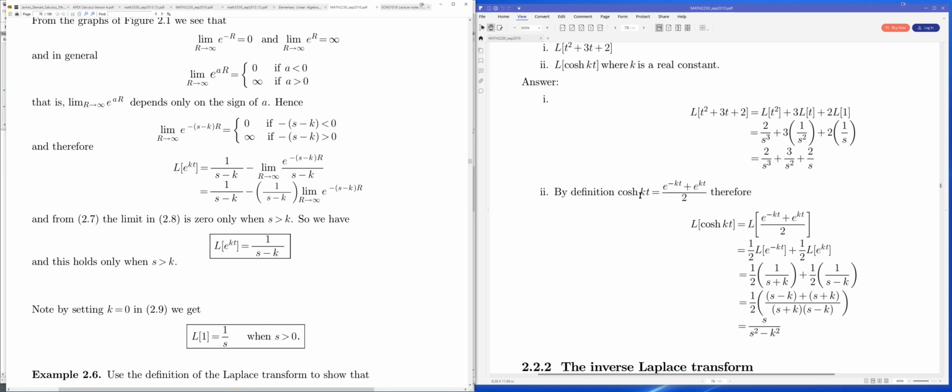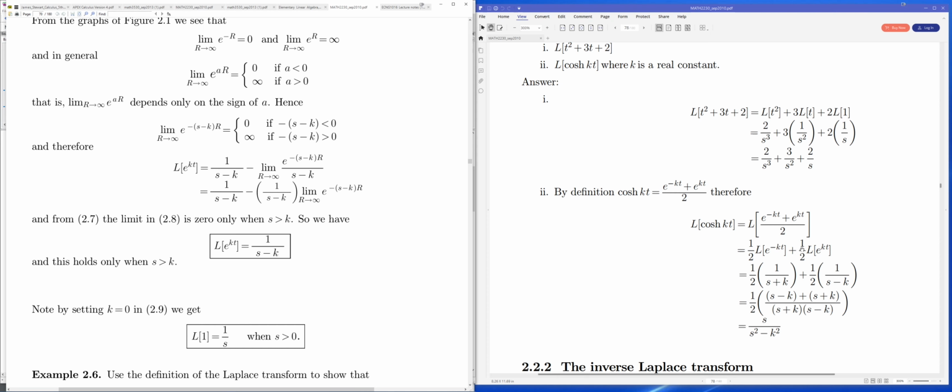So your definition of hyperbolic cosine of kt is e to the minus kt plus e to the kt on 2. And to get the Laplace transform of hyperbolic cosine of kt, you just use the definition of what the hyperbolic cosine of kt is. And notice over here what you have is a sum divided by a constant. So you could pull the constant, the half, out first, and then you take the Laplace of the individual ones here. So you'd have half the Laplace of e to the minus kt, and then half the Laplace of e to the kt.